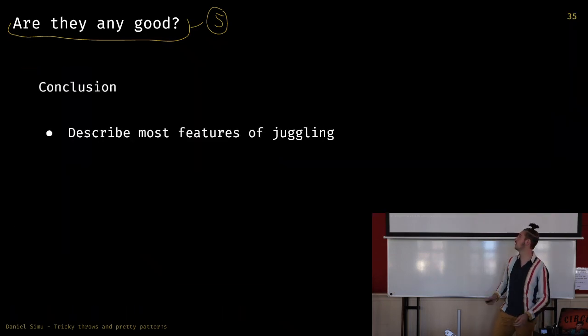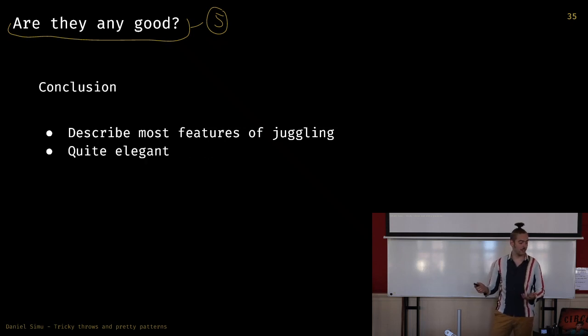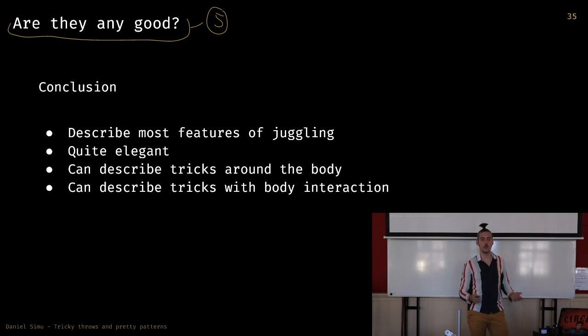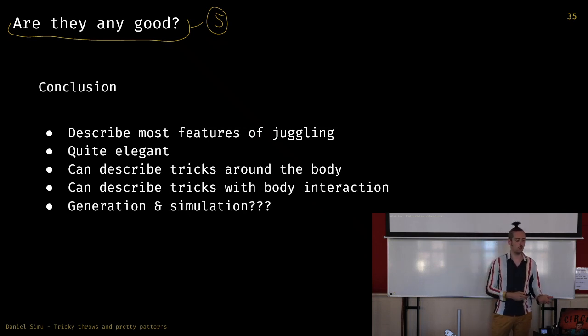So to conclude, Rhythmic Catches and IMBO describe most features of juggling. They are quite elegant in doing so. They can describe tricks around the body and tricks with the body, catching with the shoulders, like was one of our goals. But then we had this other goal, generation and simulation.